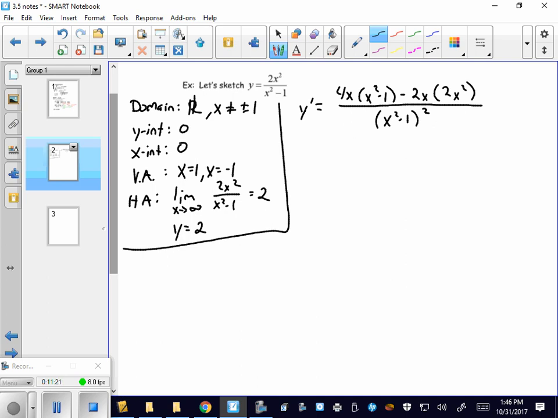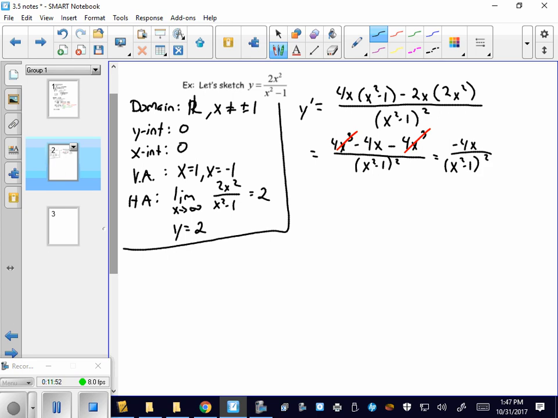So let's simplify this because right now it's kind of messy. That's going to be 4x cubed minus 4x minus 4x cubed over x squared minus 1 squared. Well, that numerator is going to simplify relatively nicely because the 4x cubes are going to go away, leaving me with negative 4x over x squared minus 1 squared.